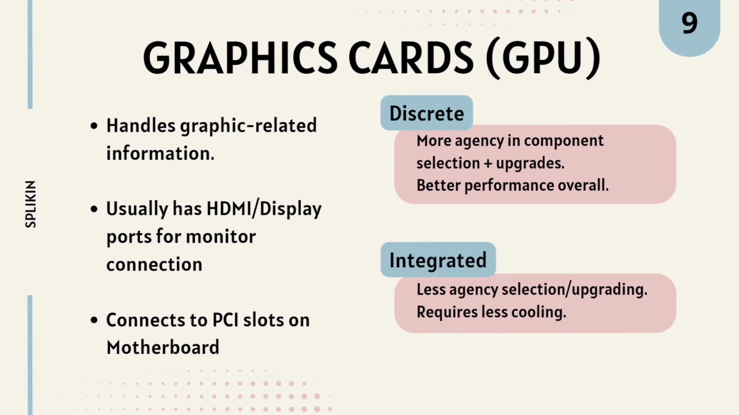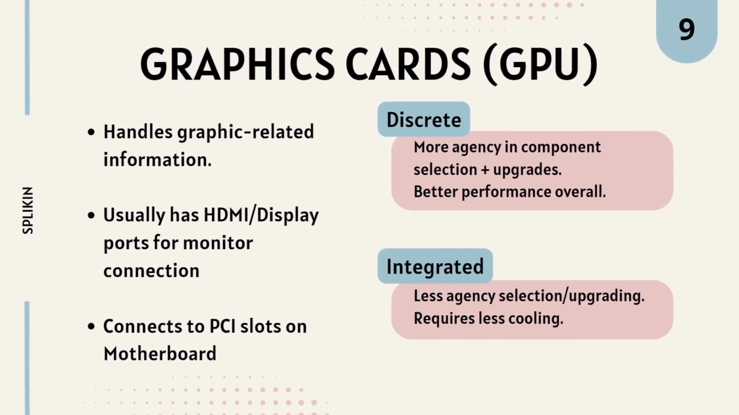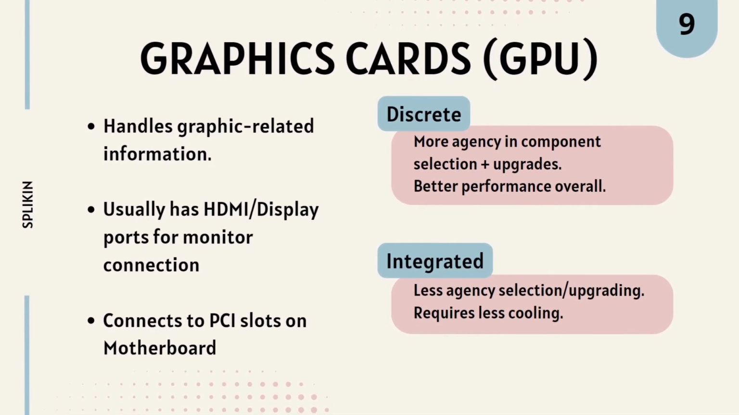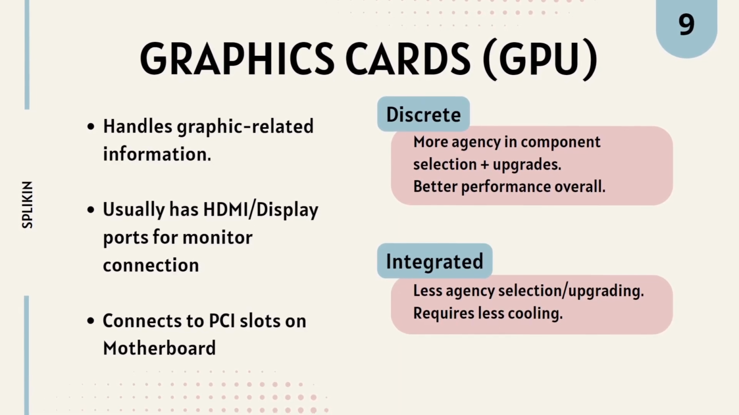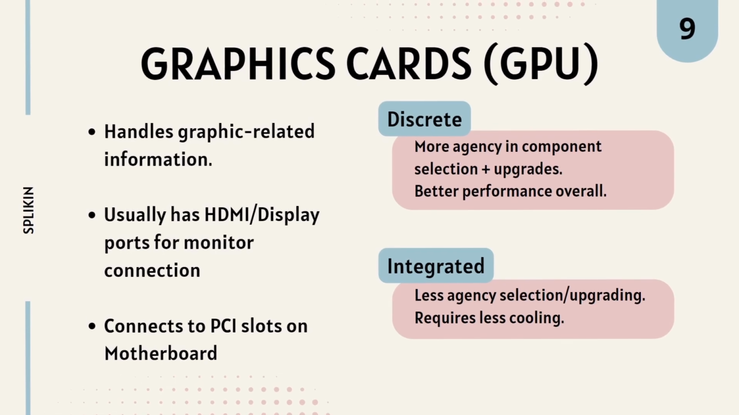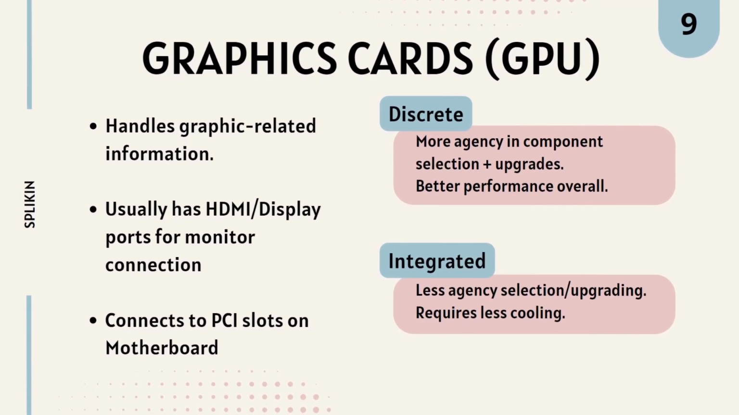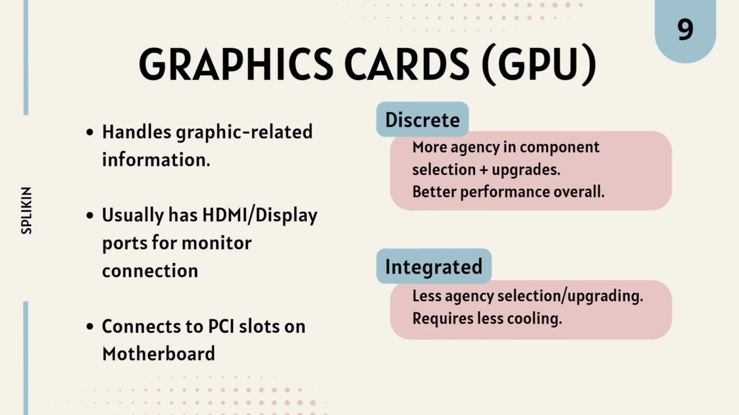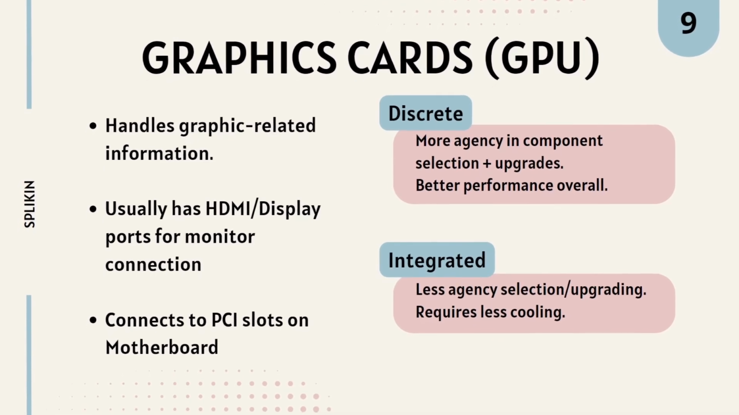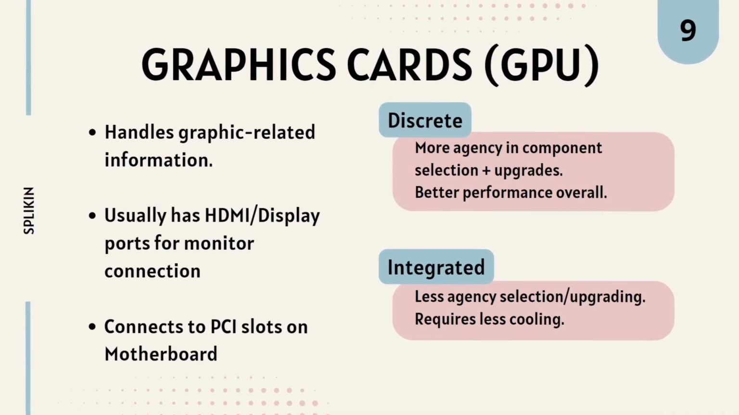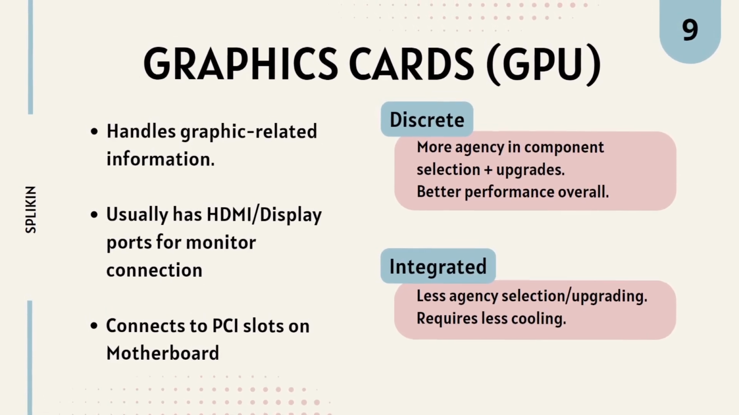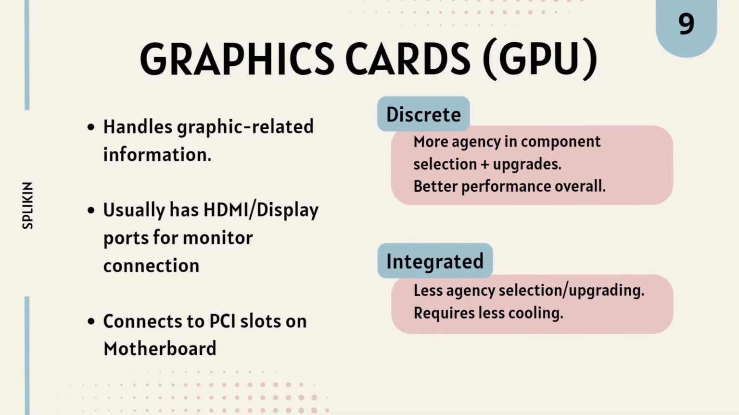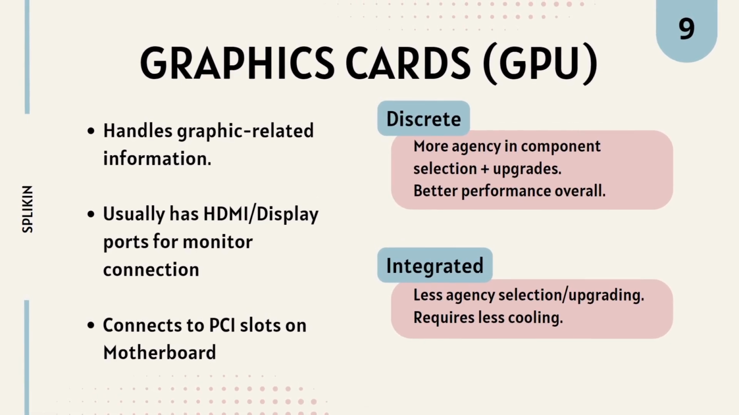Graphic cards, GPU, handle graphic-related information. They usually have their own HDMI or display ports for monitor connection, and they connect to PCI slots on the motherboard, as mentioned earlier. There are two types of graphic cards. There are discrete and integrated ones. Discrete graphic cards come solely as it is. This allows the user more agency in component selection and later upgrades of it. And there is better performance overall, at least in my experience. In integrated graphic cards, there's less agency in selection and upgrading, but requires less cooling.